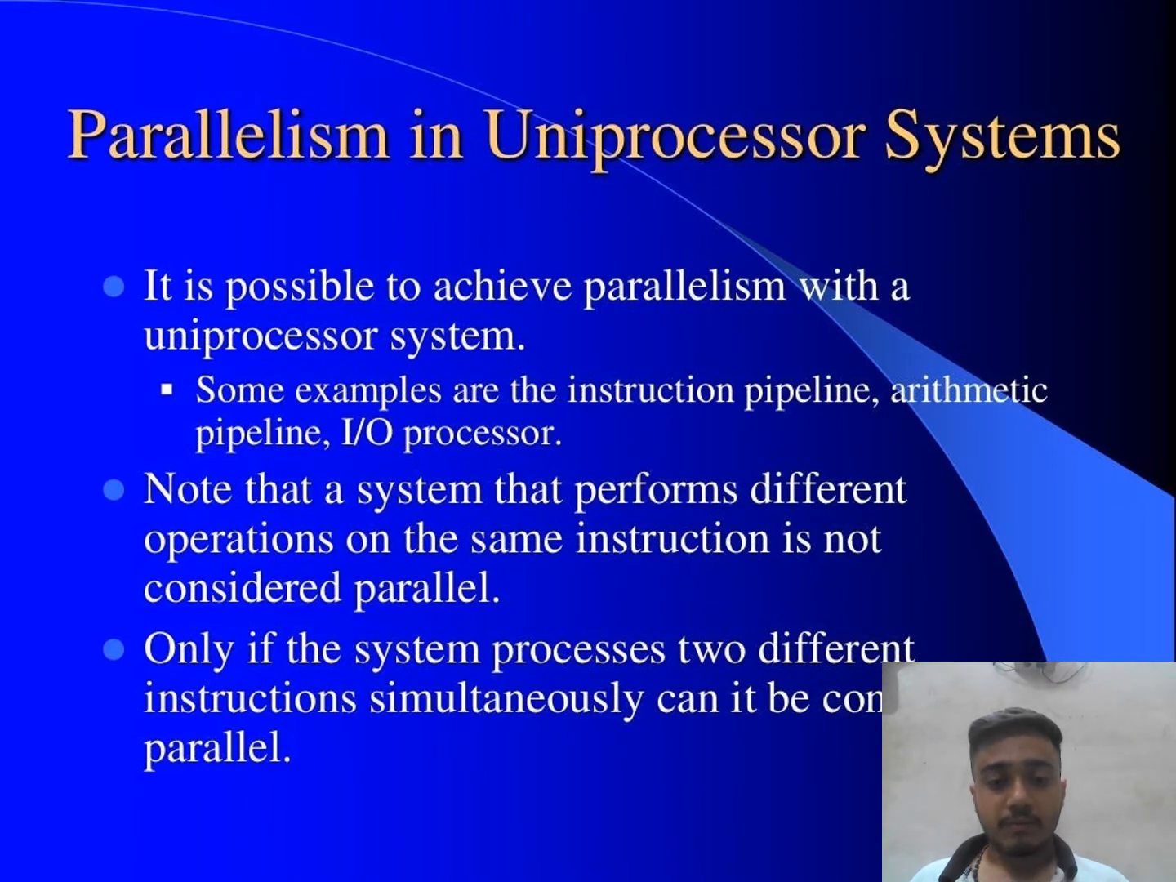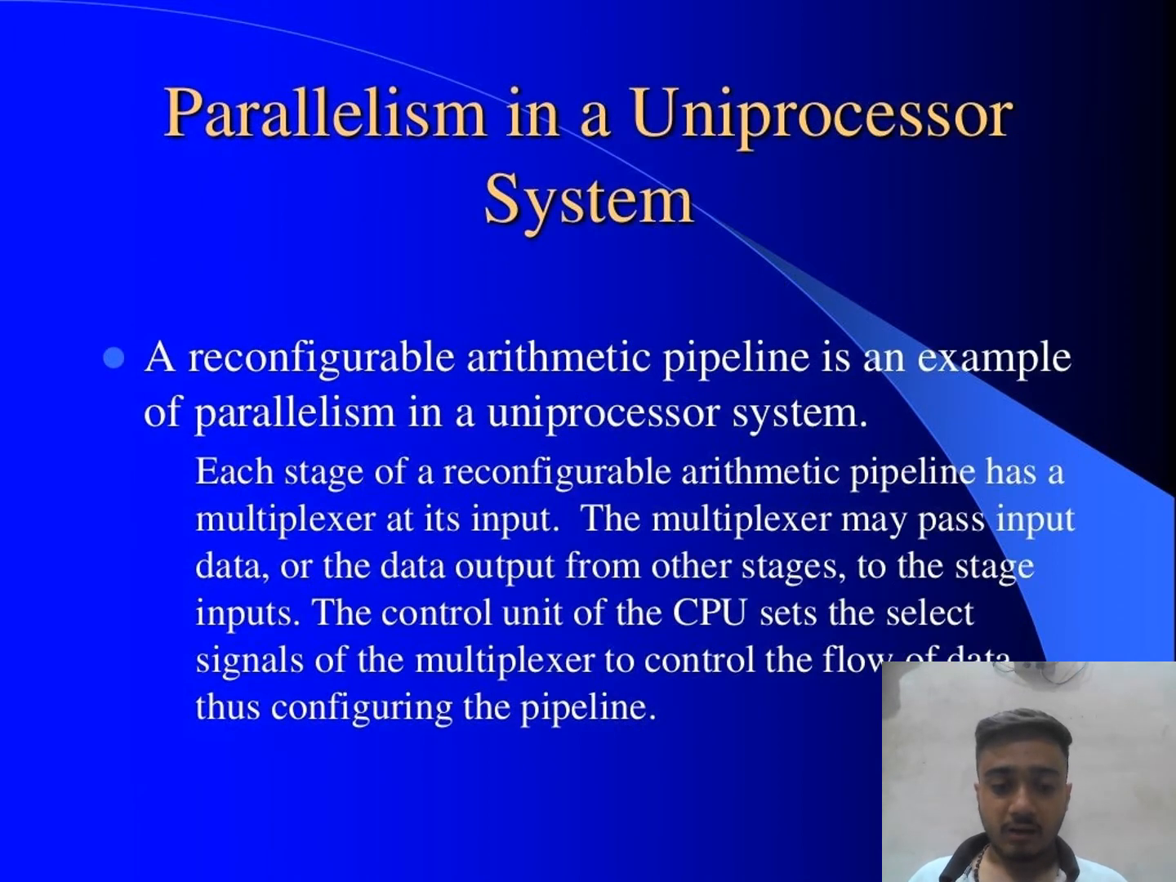Now, parallelism in uniprocessor systems. It is possible to achieve parallelism with a uniprocessor system. Some examples are the instruction pipeline, arithmetic pipeline, and I/O processor. Note that a system that performs different operations on the same instruction is not considered parallel. Only if the system processes two different instructions simultaneously can it be considered parallel.